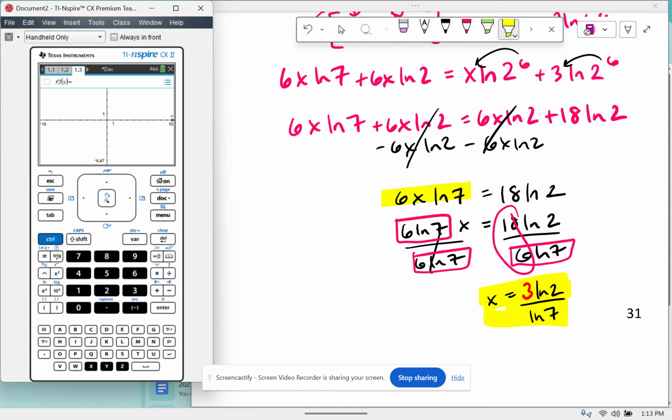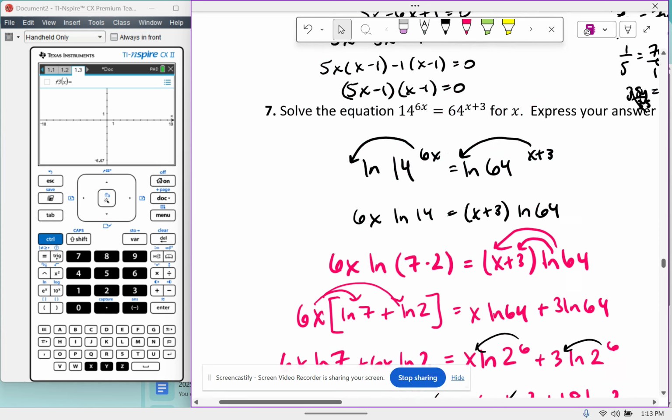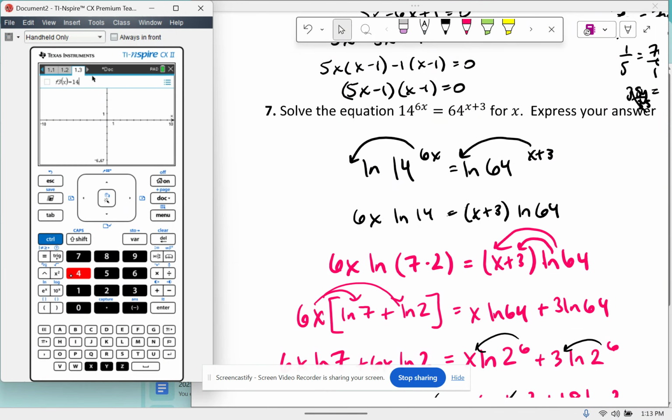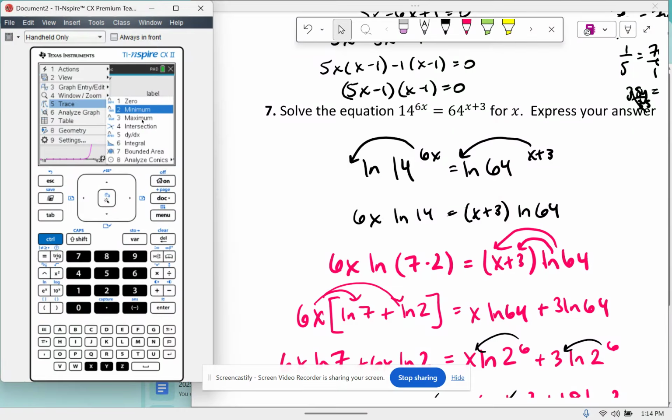Okay. So I'd go to the original problem, and I'm just trying to find where the left-hand side equals the right-hand side. So I'm going to graph each piece and see where they cross, right? I've got 14 to the 6x. And then, look at that, it goes straight up. And then I've got 64 to the x plus 3. Okay, I'm going to need some more of these. I'm going to need way more of those. Let's see what's going on here. Analyze graph, intersection.